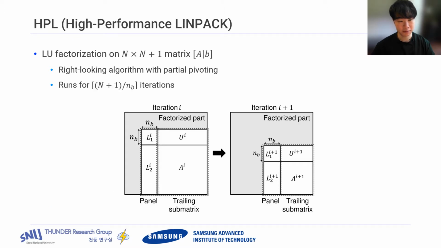In HPL, many processes cooperate to solve LU factorization by a right-looking algorithm with partial pivoting. It iteratively factorizes the leftmost NB columns until the factorization of the whole matrix is complete. Here, NB is a tunable parameter of HPL that determines the step size of the algorithm. The left NB columns of the not yet factorized part is called a panel, and the rest of the matrix is called the trailing submatrix.